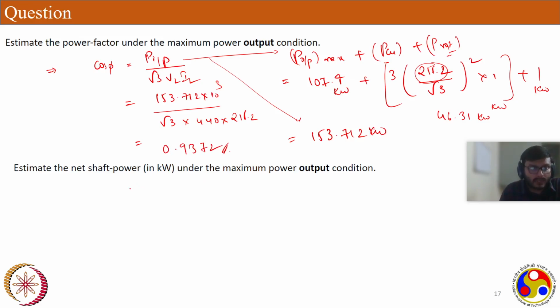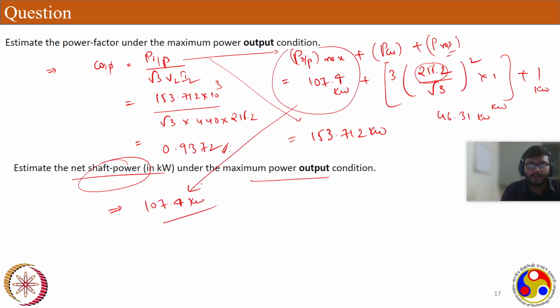Now we have to estimate the net shaft power in kilowatt. So this is already calculated. Maximum power output is the shaft power, so it's nothing but 107.4 kilowatt. Here we can see this output power is nothing but the shaft power.